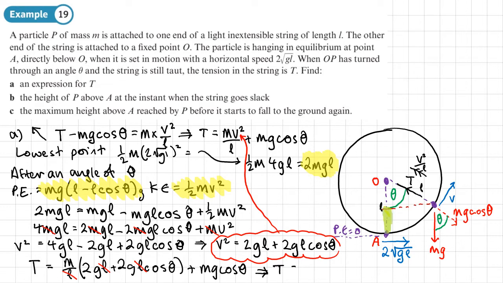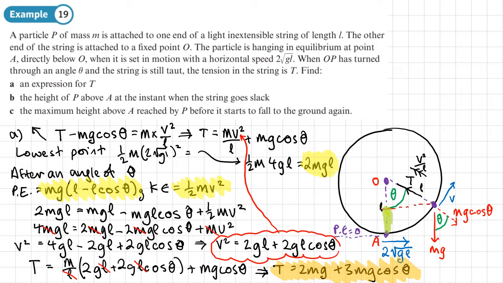T is equal to, right, so here I'll have 2mg here, and then from this other part here I'll have 2mg cos theta plus mg cos theta, so I'll actually have 3mg cos theta, and that's going to be our final expression for the tension.